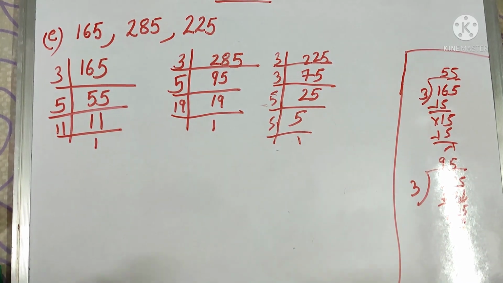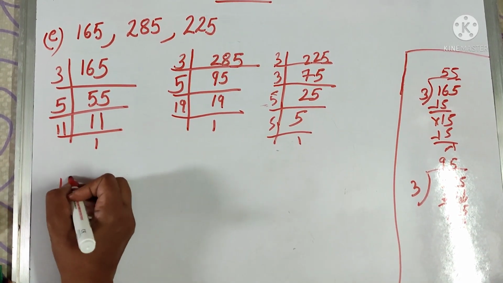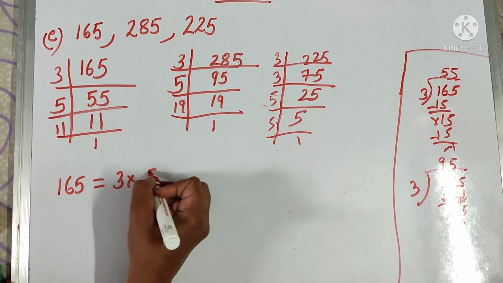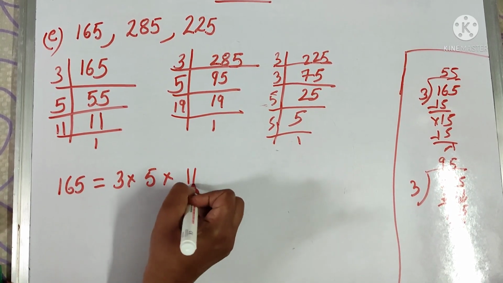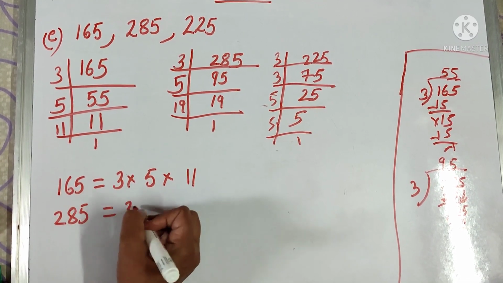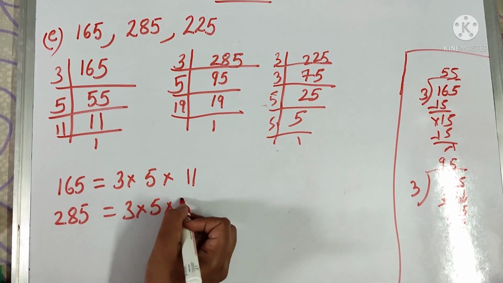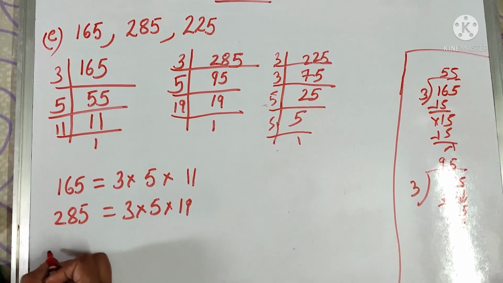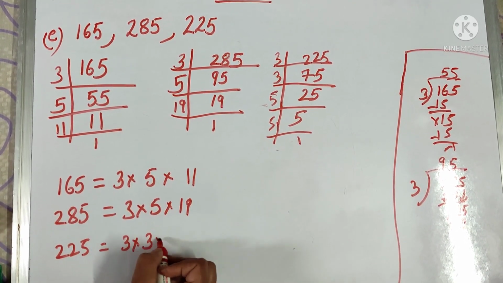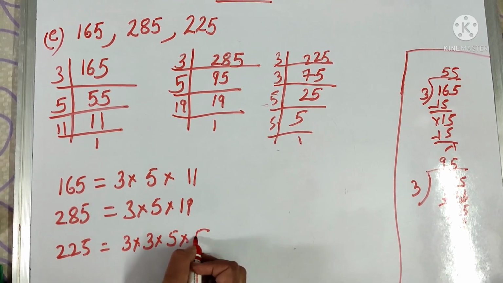Okay. Now what I will do is, I will list all the prime factors. 165 is equal to 3 into 5 into 11. Okay. 285 is equal to 3 into 5 into 19, and 225 is equal to 3 into 3 into 5 into 5.